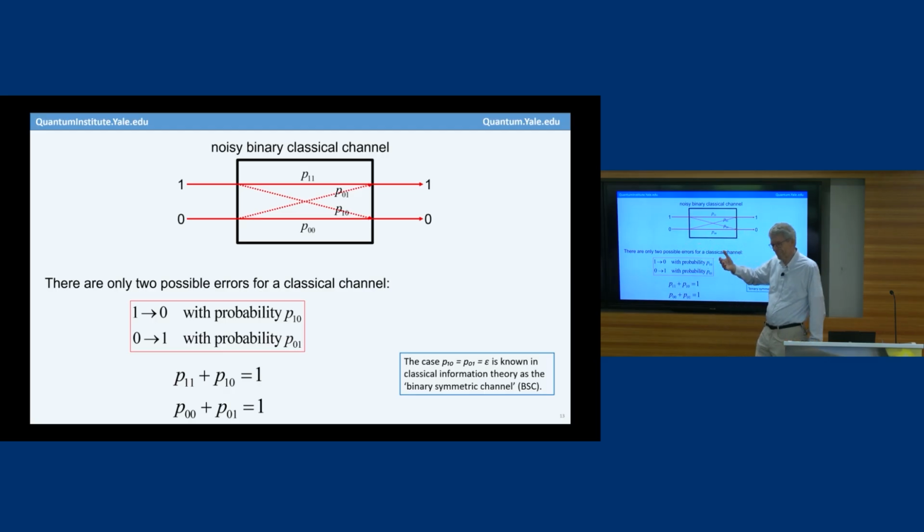Now, typically those numbers are not equal, for various reasons. It might be more likely that a 1 is received as a 0 than the other way around. But in the simplest case, the so-called binary symmetric channel, or BSC, these two probabilities are equal to some number epsilon. So the probability that a 0 becomes a 1 is epsilon. The probability that a 1 becomes a 0 is also epsilon. That's a special case, but it's a little simpler to deal with, so that's the one we'll talk about. Is that clear? Okay.